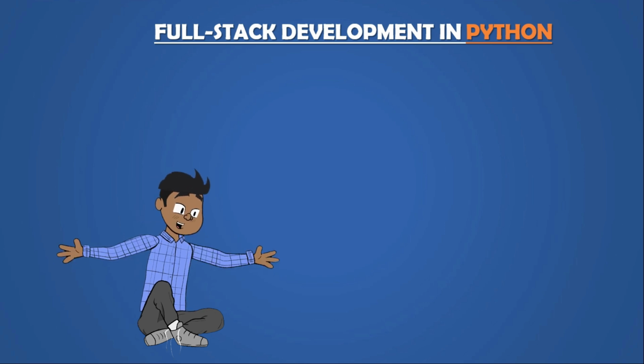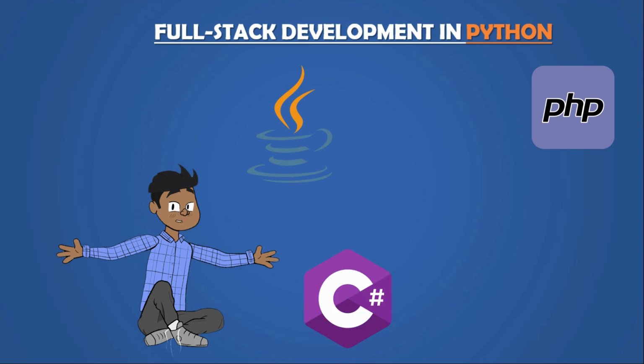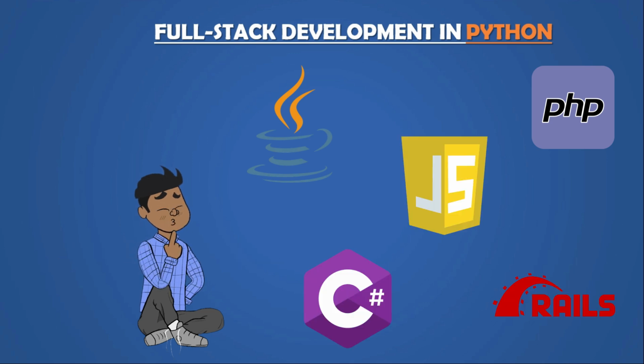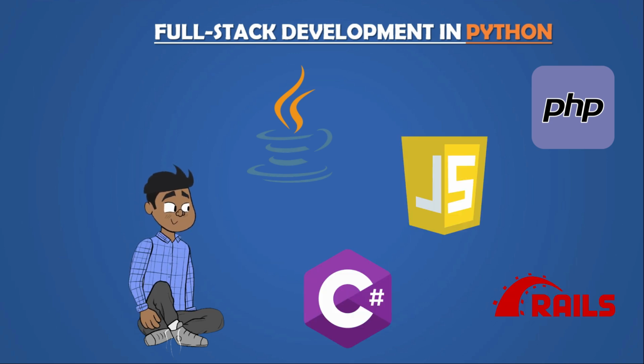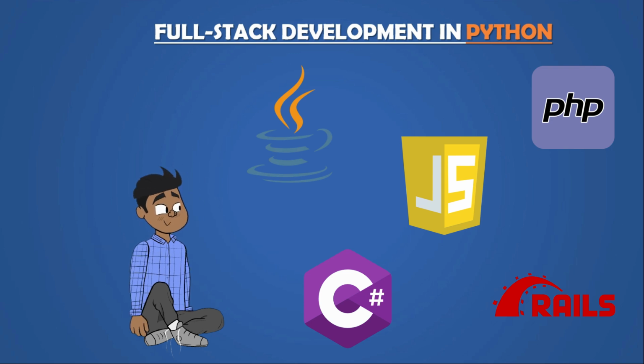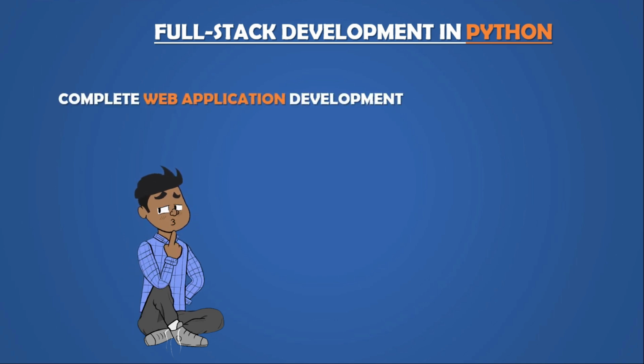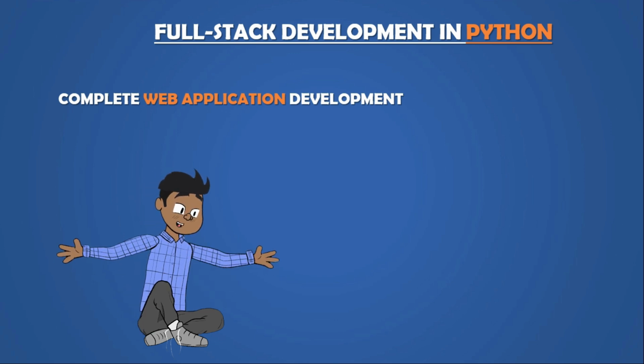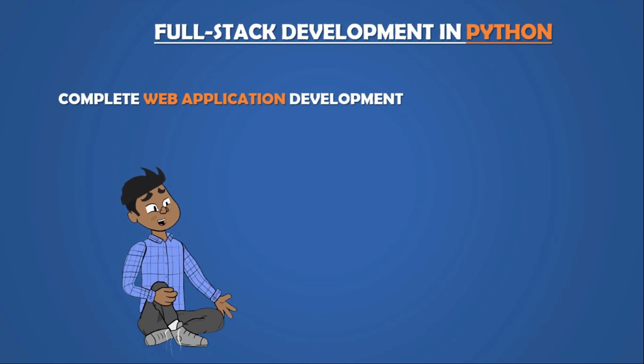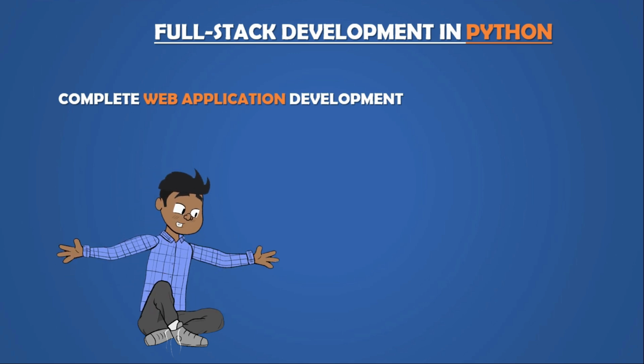There are many languages like Java, PHP, C#, JavaScript, Ruby on Rails, and many other programming languages that help in web development. Now, the question is, what is full stack development? Full stack development means developing complete web applications. When you specify a language, you're saying you're going to develop web applications using that particular language. In this playlist, we're going to learn web development with the Python programming language.